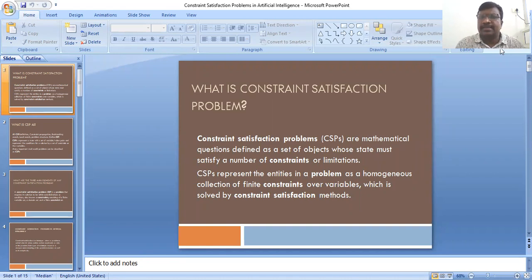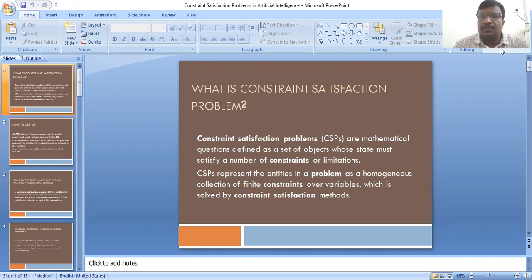Right. Now we are discussing what is the constraint satisfaction problem in artificial intelligence. First, we are discussing the constraint satisfaction problem (CSP).